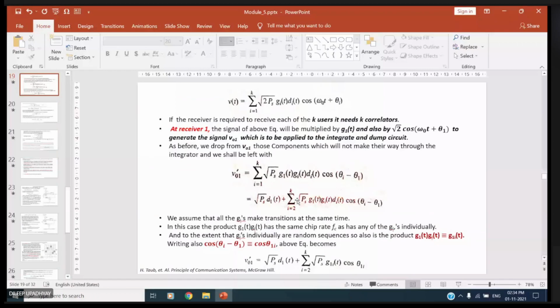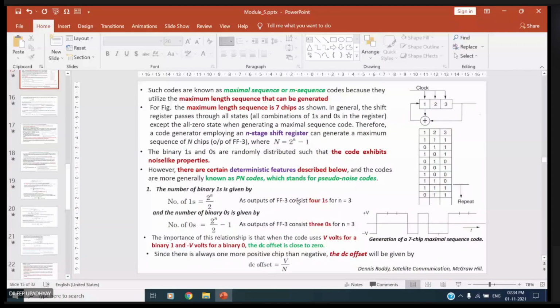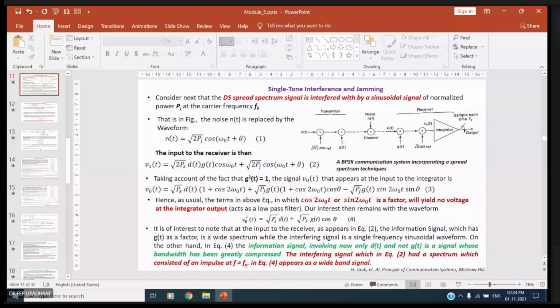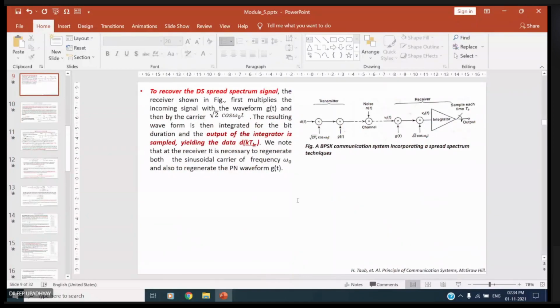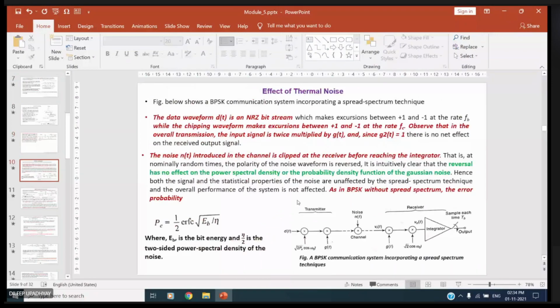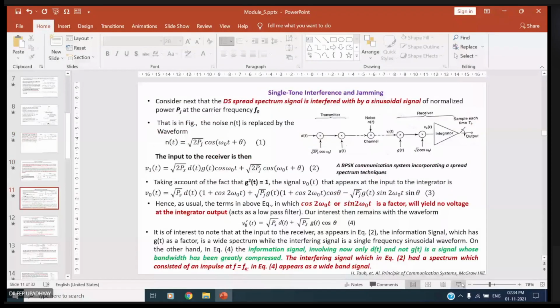So just giving you the recap of what I have discussed last time. Before last class, I discussed the spread spectrum techniques.